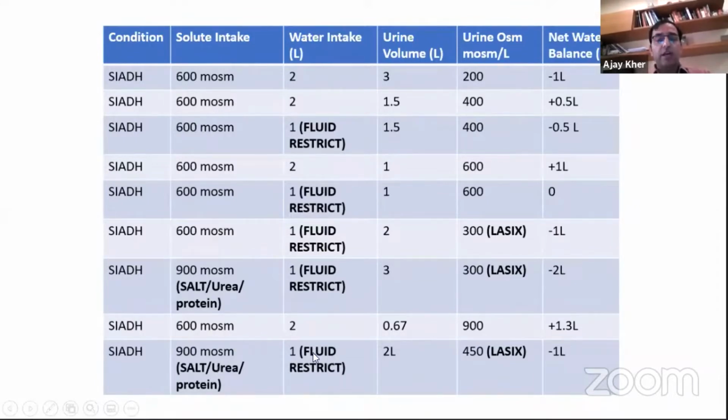So to make them negative, in terms of water balance, you would need to increase their osmolar intake, restrict them to 1 liter, and give them furosemide, drop their osmolarity from 900 to at least 450. If you can get them to 300, even better. And then they will put out 2 liters and be negative.